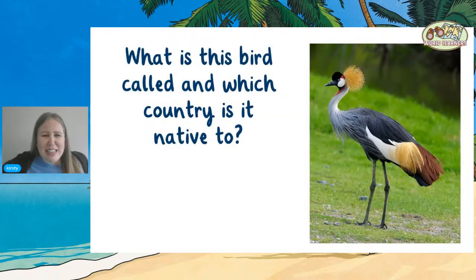What is this bird called and which country is it native to? Remember this beautiful bird. Can you remember what type of bird it was? What it was called or part of its name can we get? Or can you remember the country that it's native to? Where would you see one of these?